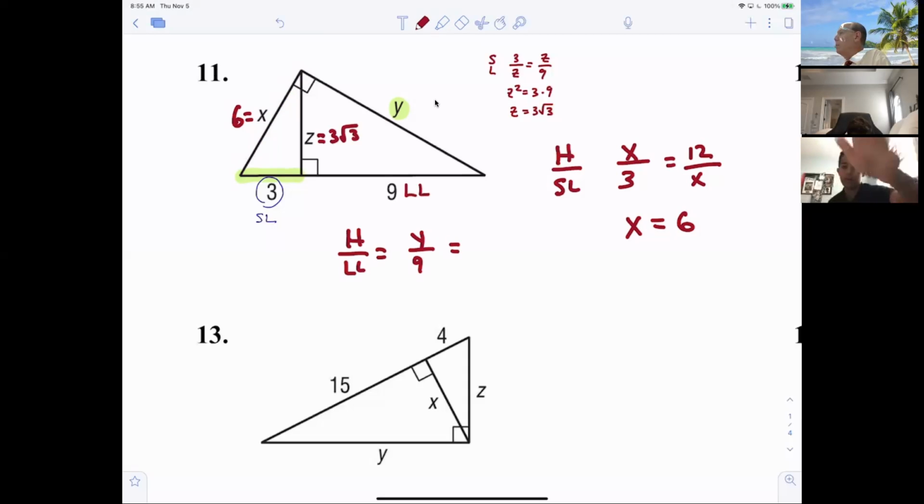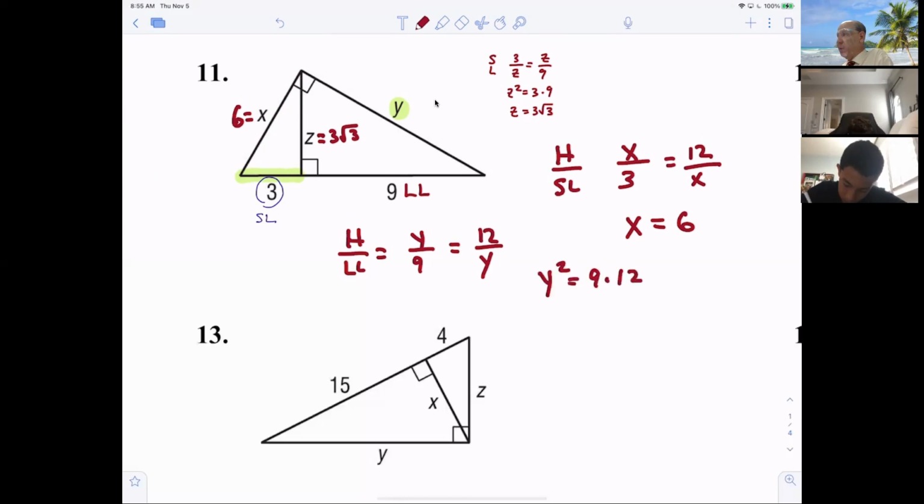So I prefer not to do that one. But can you use that one? Yes. But let's do a hypotenuse and a long leg of the big triangle. 12 over, there you go, 12 over y. Everybody okay with that? So now, of course, we're going to say y squared. I'm not really going to multiply 9 times 12 because I don't want to break it down.